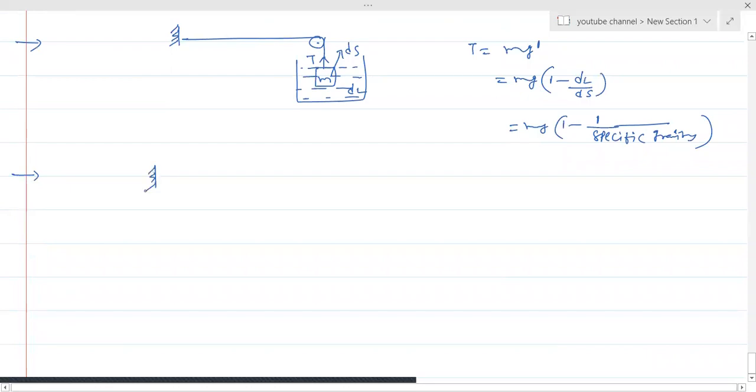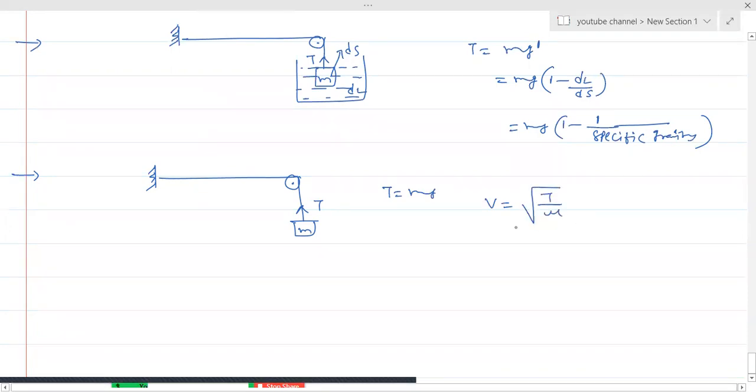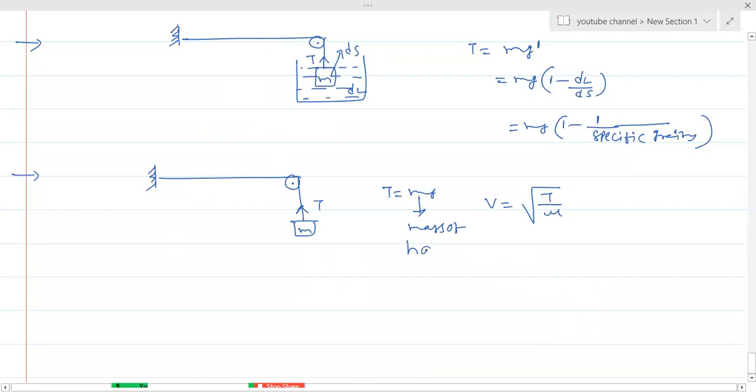Or else we are having an application. So this is a pulley. From the pulley we are hanging a body. Simple case I am taking. So when the body is hanging, we will just write the tension as mg. Now we will apply the formula V equivalent to root over T by mu. So here m is nothing but the mass of the hanging body.